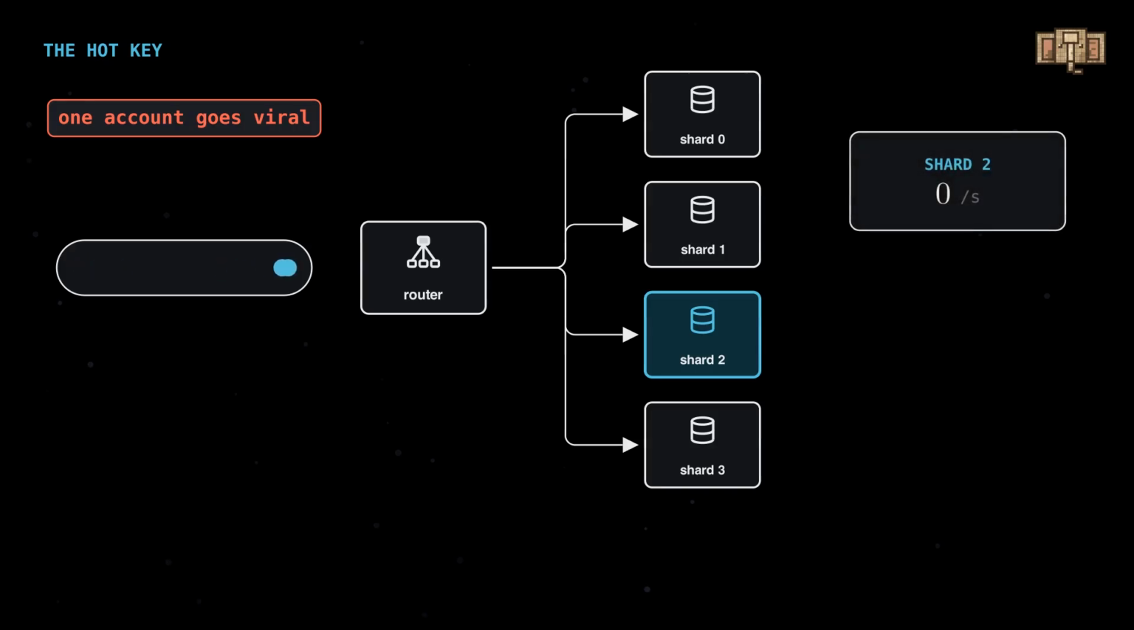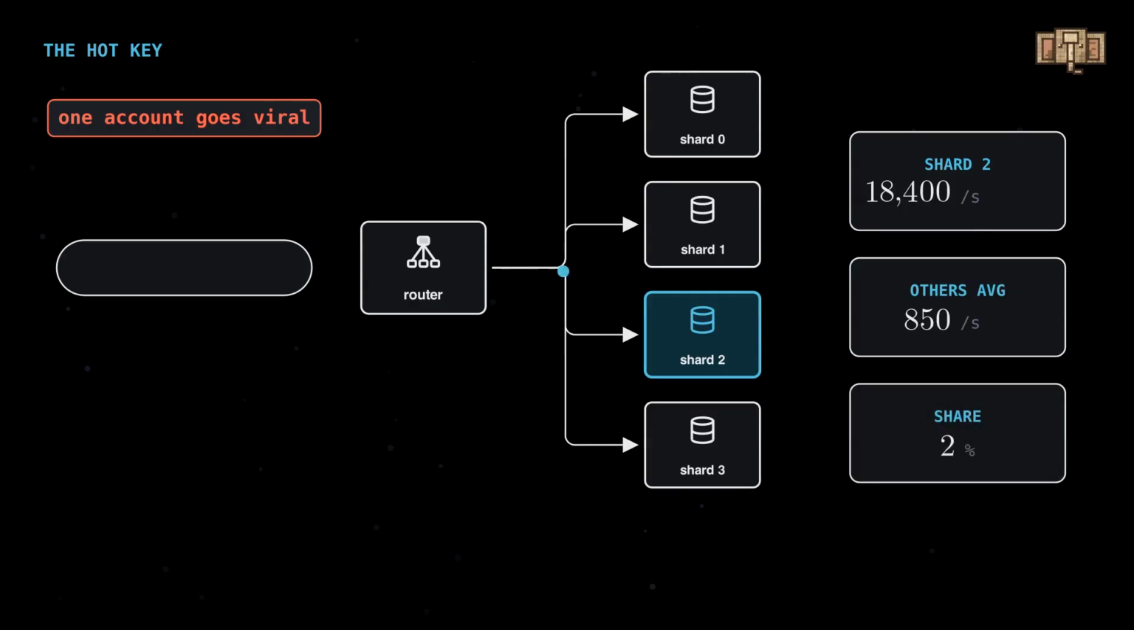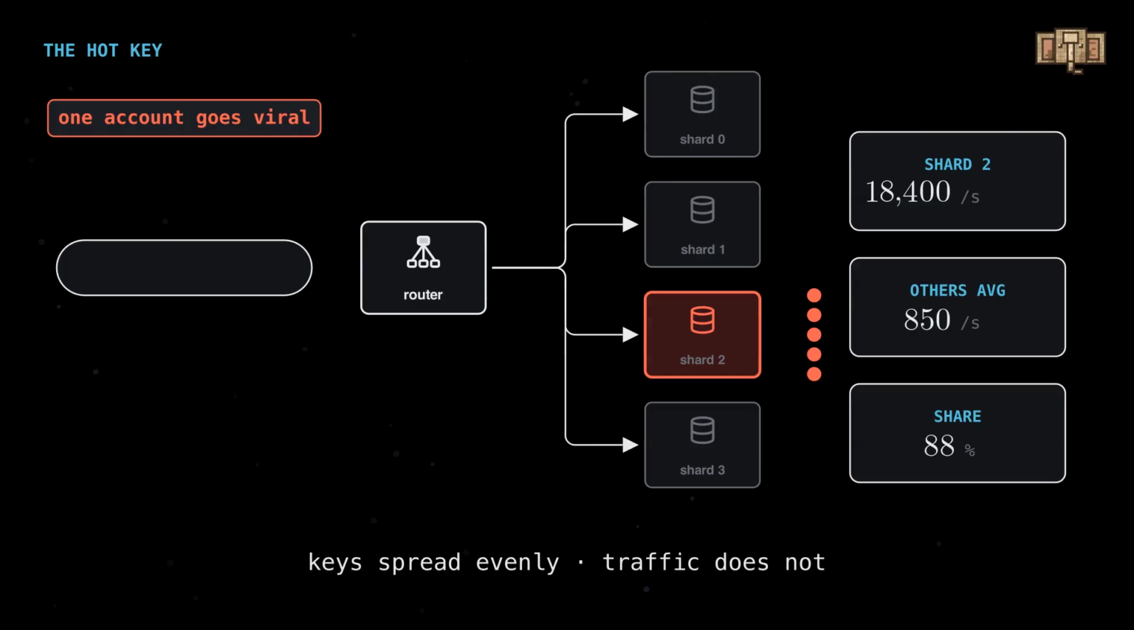In a real incident of exactly this shape, the hot shard was sustaining about 18,400 writes every second, while the other shards averaged 850. Add those up across our 4 shards, and that is one box carrying 88% of everything, pinned red with a queue growing at its door, while its neighbors sit nearly idle. And here is the thing. The hash did nothing wrong. It spread the keys perfectly evenly. But traffic is not attached to keys evenly. And a hash gives each key exactly one home. So all of that heat lands on one box.